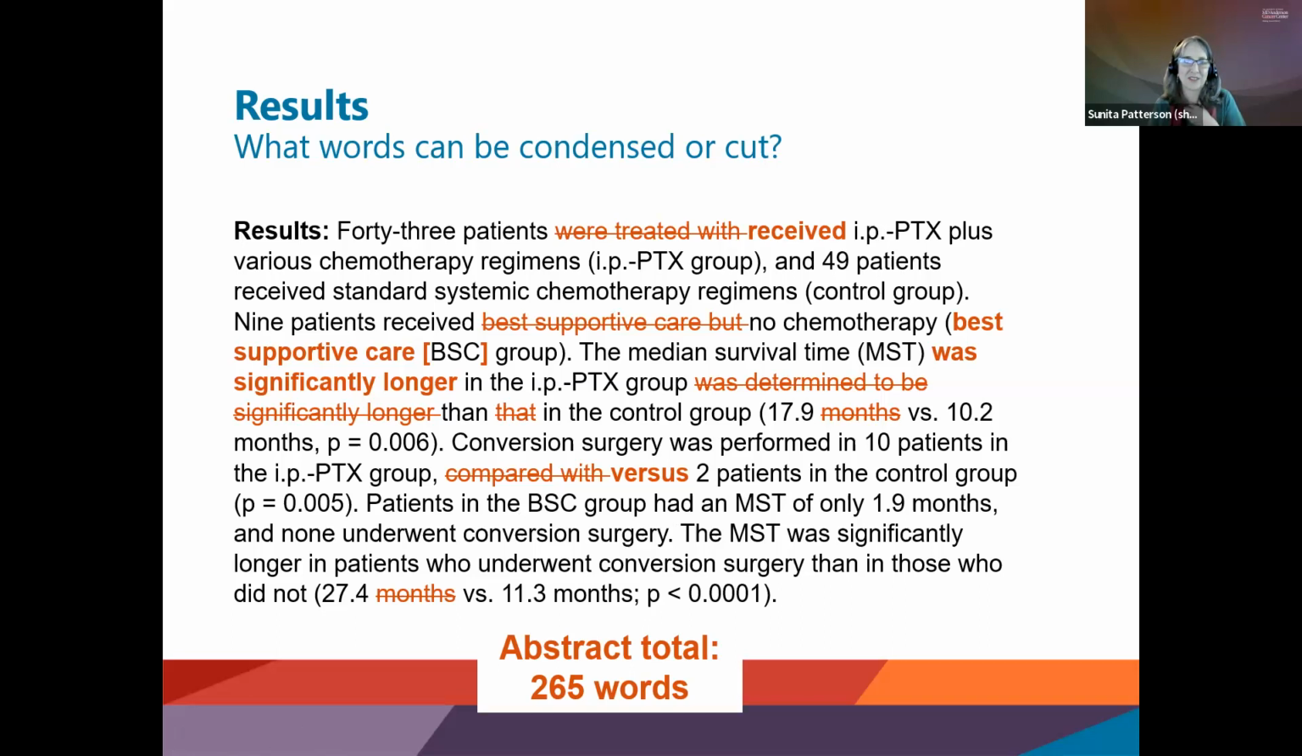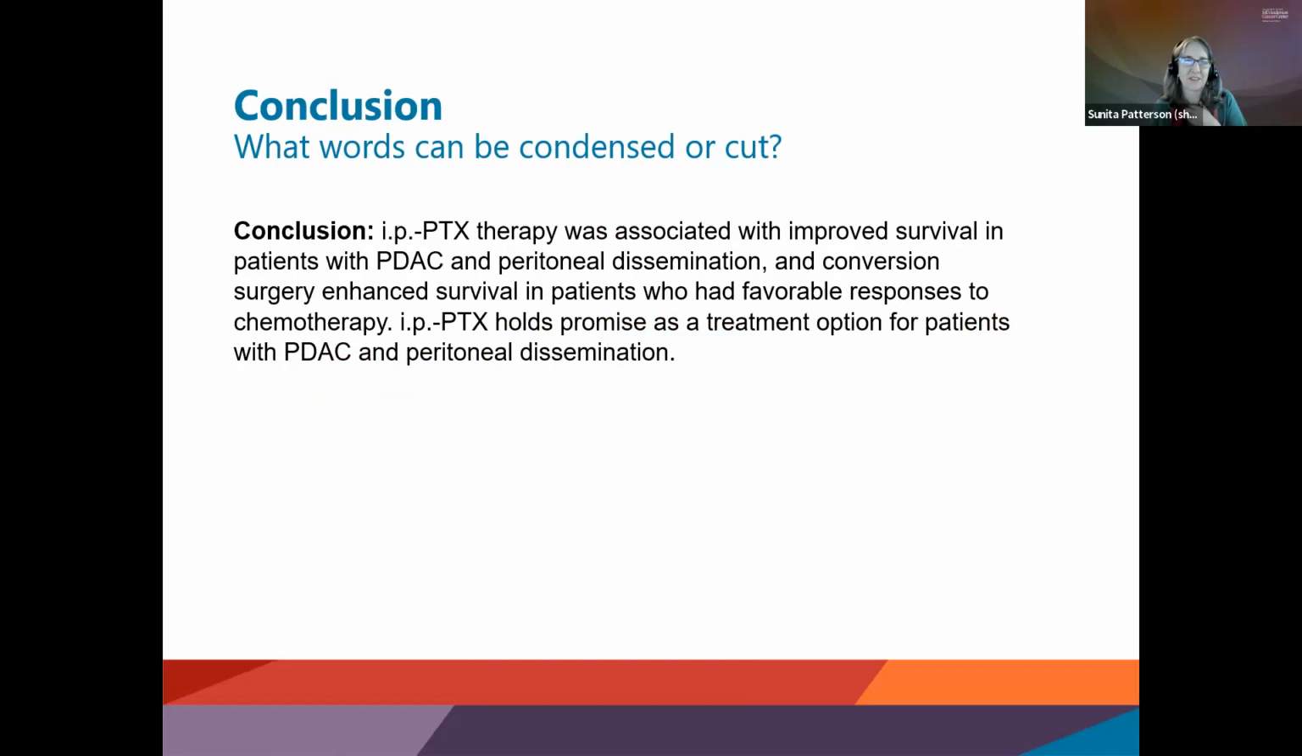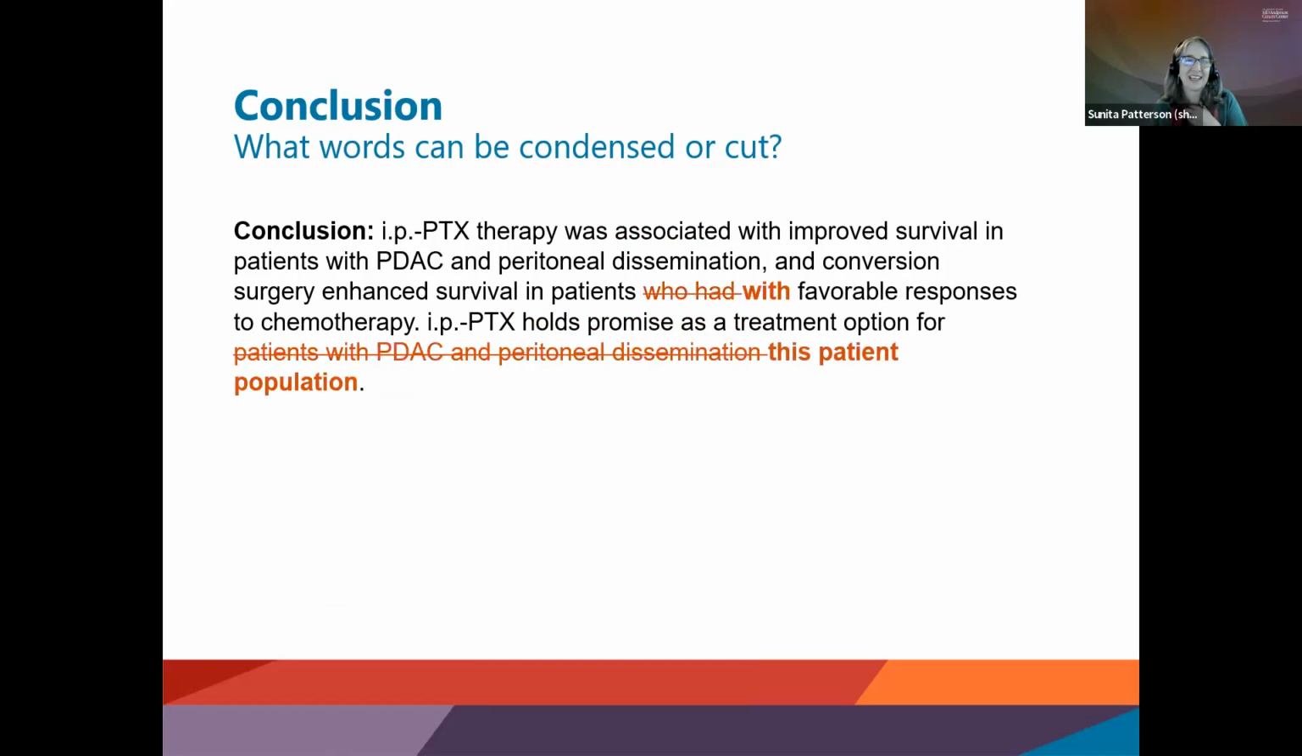Okay, let's go on. So now we're down to 265. Let's look at the conclusion. Instead of "patients who had favorable responses," we said "patients with favorable responses." And then instead of repeating the population which appeared in the previous sentence, patients with PDAC and peritoneal dissemination, we just shortened that to "this patient population."